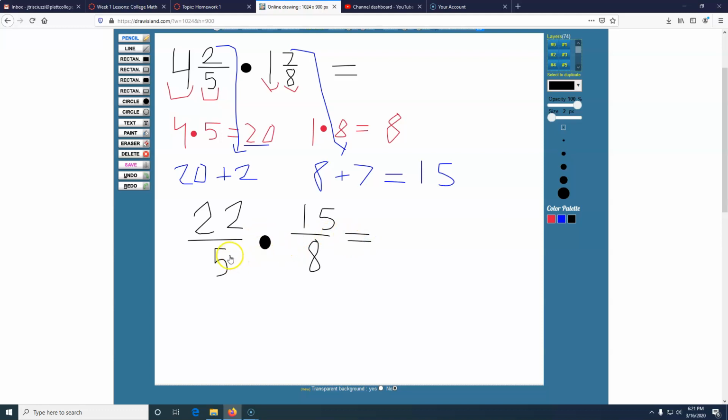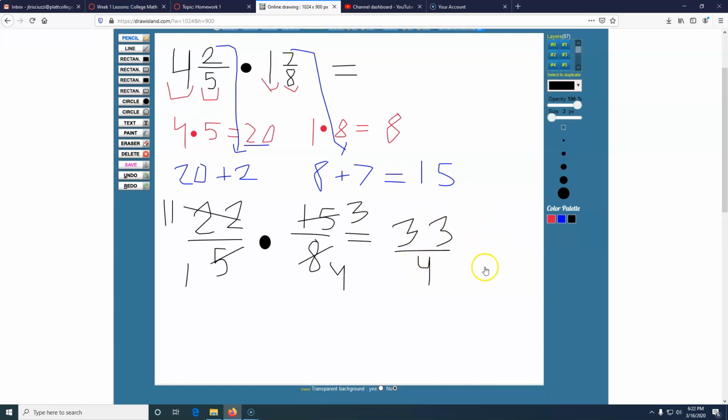Because what we can do is realize that both 5 and 15 have 5 in common. So we'll cancel those out to leave a 1 down here and a 3 up here. And then 22 and 8 both have 2 in common. So that cancels out, becomes a 4. And this cancels out and leaves 11. So what we are left with is 11 times 3, which is 33, and 1 times 4, which is simply 4. And that's the answer you want to have.